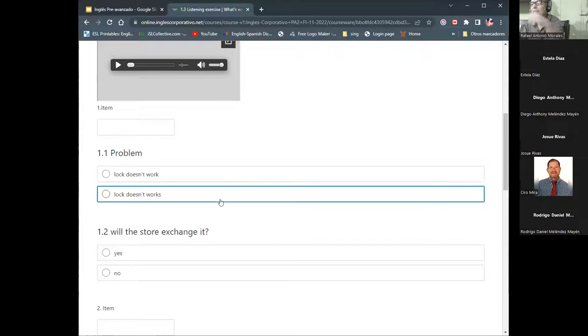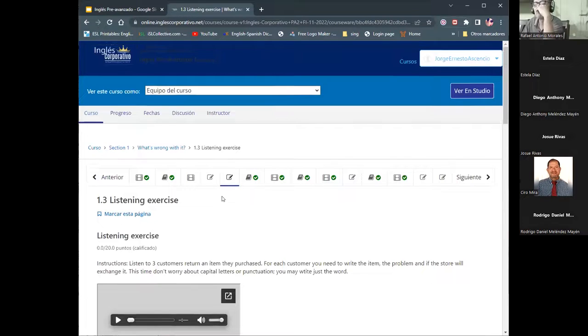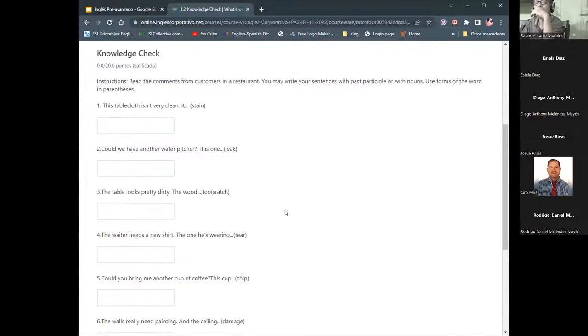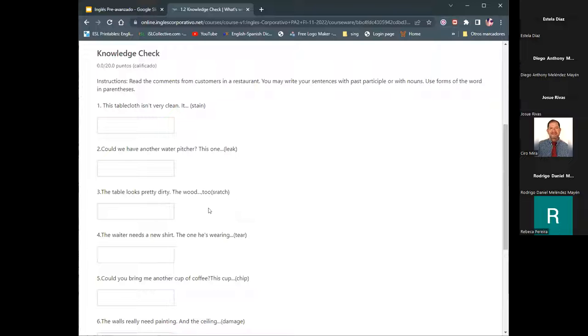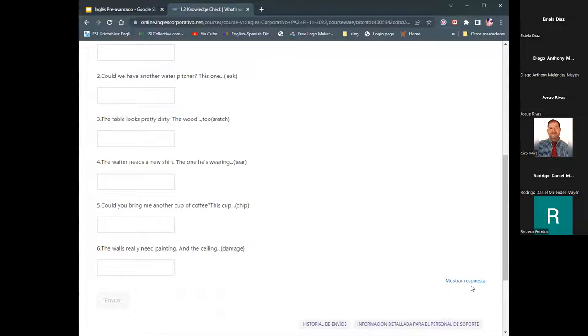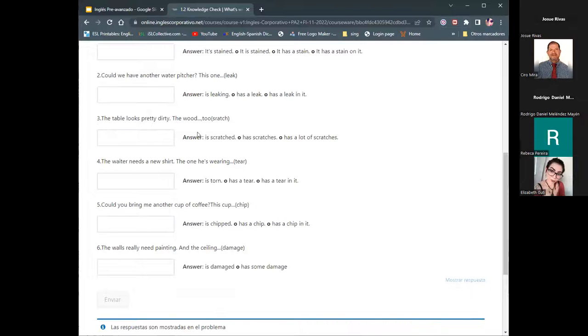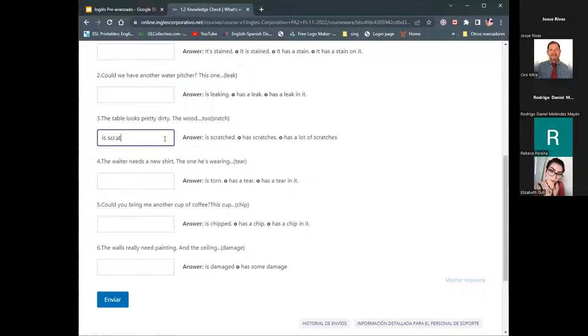So we have this listening exercise, and I guess we help you with this. This is the knowledge check. The table looks pretty dirty, like the wood is too scratched. So in this case, the answer is scratched, or has scratches. Has a lot of scratches also. I put scratch, but it's scratched. Yes, is scratched.